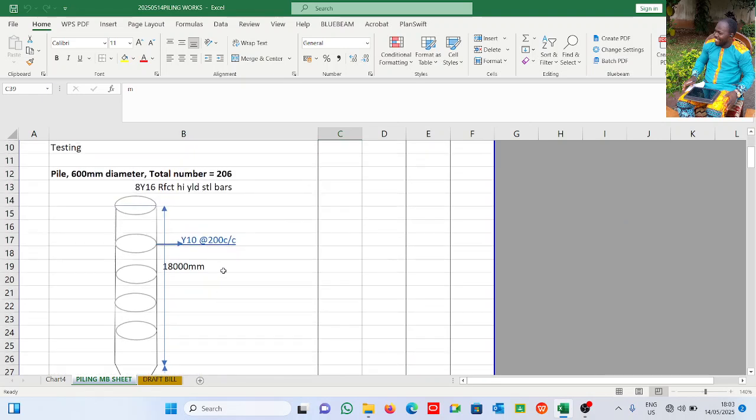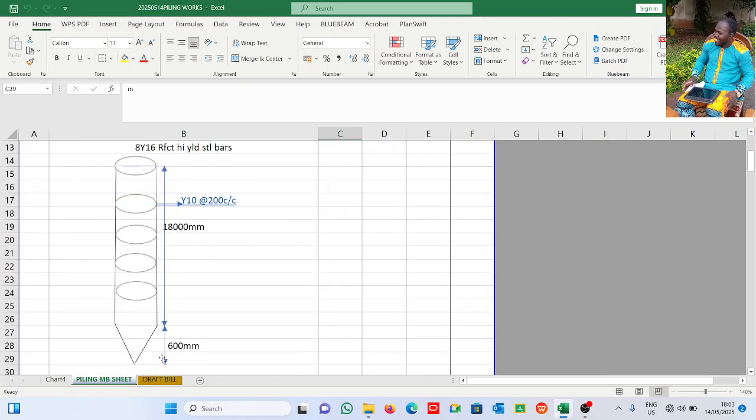All right, now this is the concrete. We have 18 meter and 0.6 meters. Now of course, in the pouring of the concrete, not all these 18.6 meters will go into the ground. There's what we call pile head. Maybe like 1 meter will be above the ground, or 900 or 800 as the case may be. That is what will enable the connection of your pile cap. If everything goes into the ground, then there will be nothing for your pile cap to connect with.